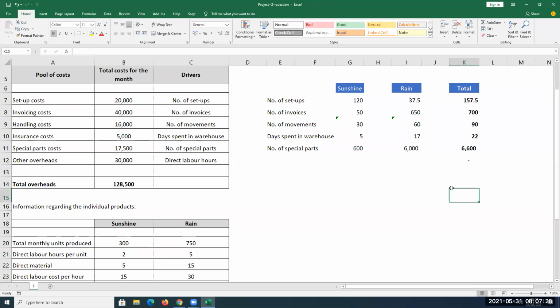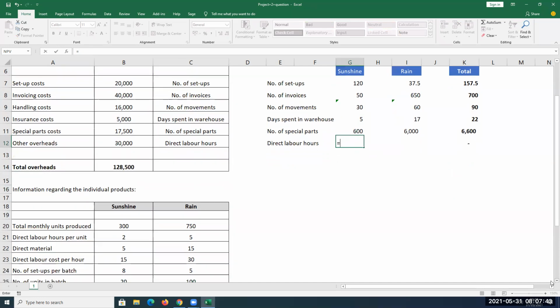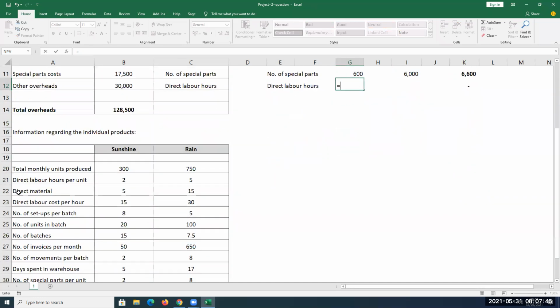6,600. Now the last one, direct labor hours. For the Sunshine product, according to the table, we need 2 direct labor hours to make 1 unit. Multiply by how many units we are producing? 300. So the total is 600 hours we need.